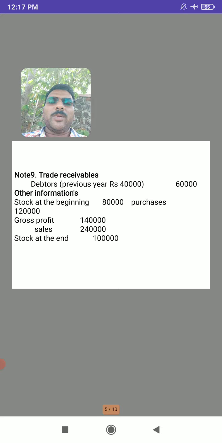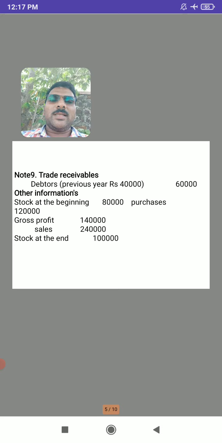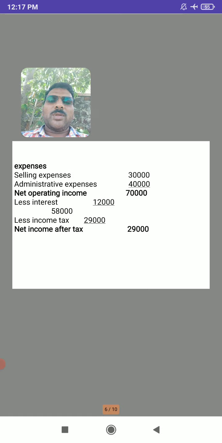Trade receivables. We know trade receivable is debtors, and the previous year's debtors were 40,000, but the current year's debtors are 60,000. Other information is given like this. Stock at the beginning is 80,000. Purchase is 1,20,000. Gross profit is given as 1,40,000. Sale is given as 2,40,000, and stock at the end is 1 lakh, that is, closing stock is 1 lakh. Expenses: selling expenses 30,000, administrative expenses 40,000, and the total non-operating incomes are 70,000.